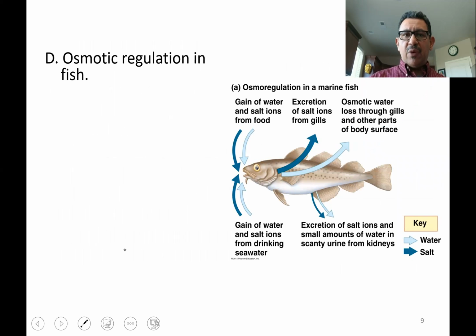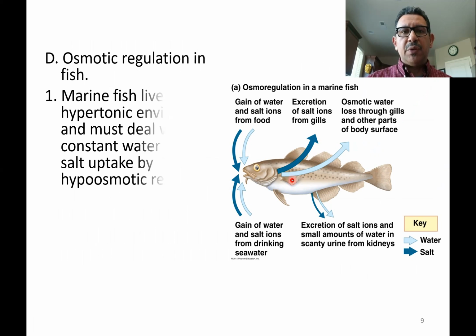Now, what about an animal like a fish that lives in the ocean? Fish in the ocean can move in different places, and so they're going to be dealing with various changes of salinity. Regardless, as long as they are in the ocean, this fish is going to be in a hypertonic environment with a greater concentration of solutes.